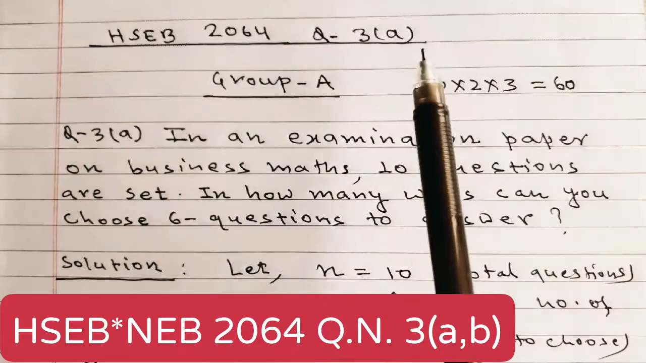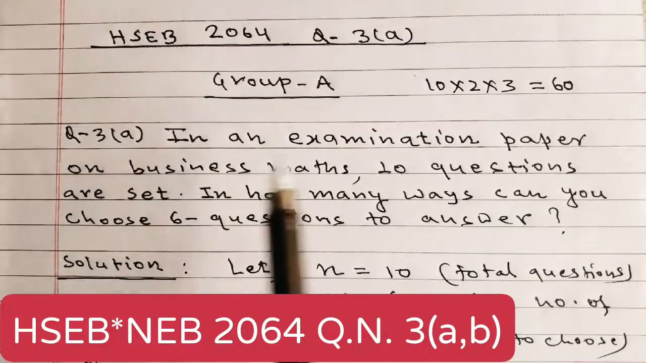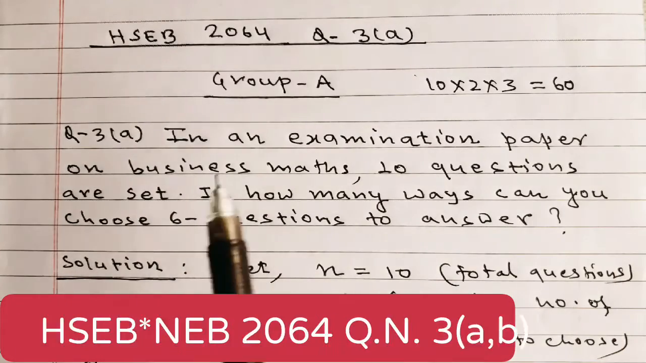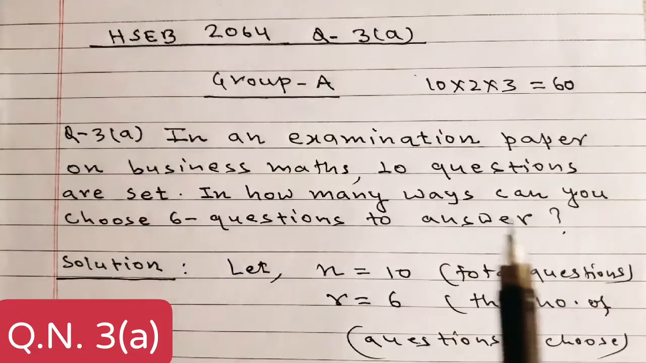HSEB 2064, question number 3A, Group A. In an examination paper on business math, 10 questions are set. In how many ways can you choose 6 questions to answer?